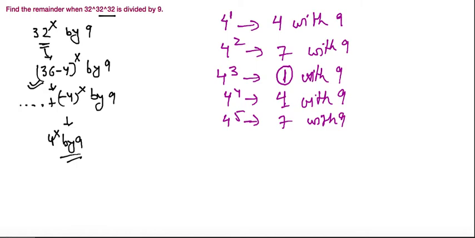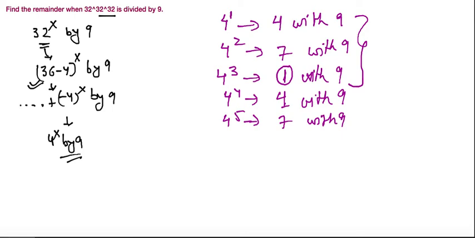So what do we observe here? After the first 3 remainders, we see a repeat of remainders. So 4 to the power 1 gives 4, 4 to the power 2 gives 7, 4 to the power 3 gives 1, and then that cycle repeats. So then you again have 4, 7, 1, 4, 7, 1, 4, 7, 1 as remainders, which basically means the powers of 4 have a cyclicity of 3 with respect to remainders with 9, okay?